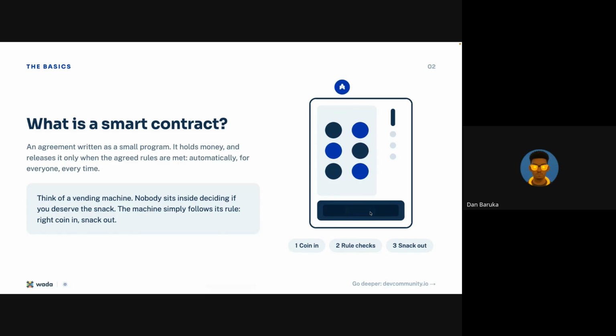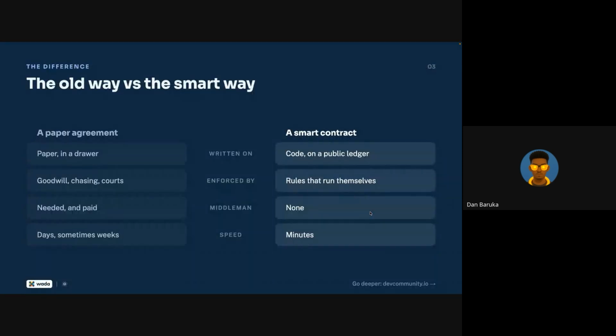That's exactly how smart contracts work, in short, like in this simple example of a machine. We'll also see the difference between the old way of agreements and contracts and the new way, which we call smart contracts.